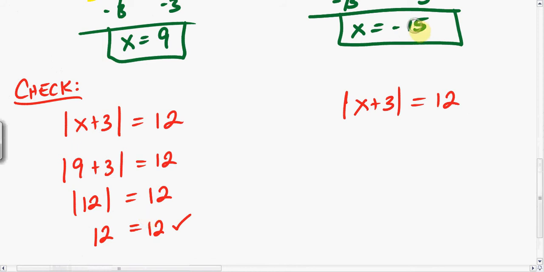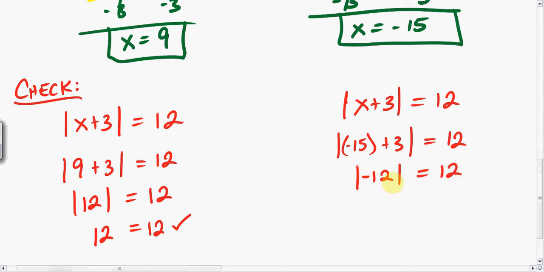Don't just assume the other number is going to be correct. So we're going to plug in negative 15 for x here. So the absolute value of negative 15 plus 3 equals 12. Negative 15 plus 3 is negative 12. So the absolute value of negative 12 equals 12. What's the absolute value of negative 12? Positive 12. So 12 equals 12. So we know we've done it correctly.